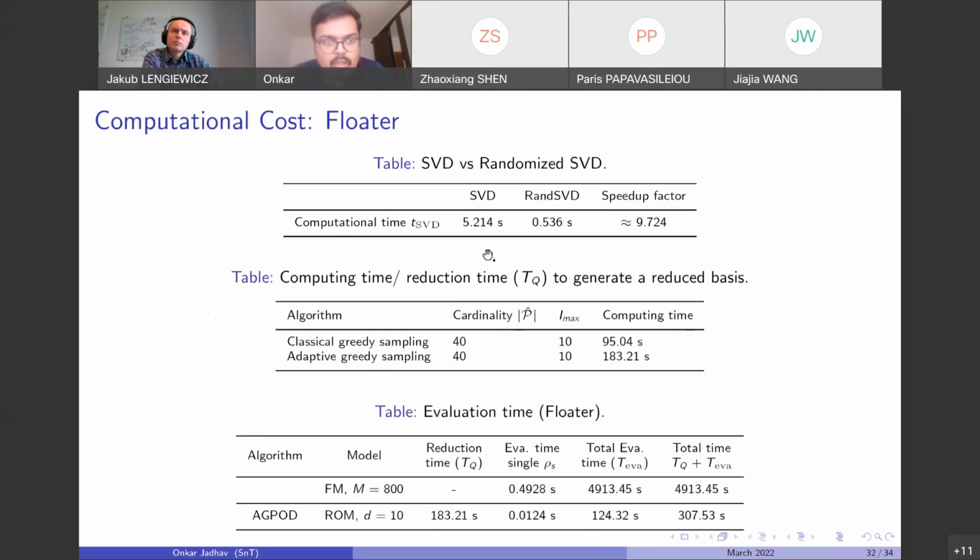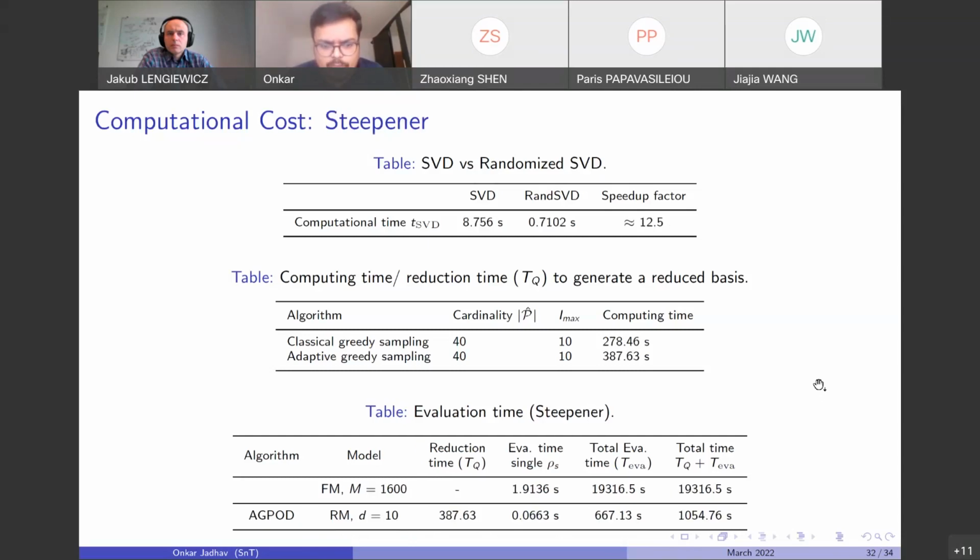So let us talk a bit about computational cost comparison. As I said earlier, I've implemented randomized SVD, and you can clearly see its advantages. It is almost 10 times faster than the basic SVD. Talking about the evaluation time, you can see that the reduced order model obtained with the adaptive greedy POD approach of dimension d equal to 10 is at least 20 times faster than the full order model approach in order to solve the entire parameter space P. Similar results are presented here for the steepener, and again the reduced order model of dimension d equal to 10 is quite advantageous. It is almost 20 times faster than the full order model.